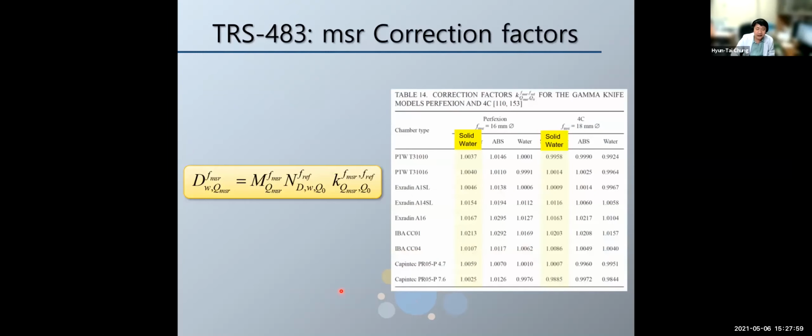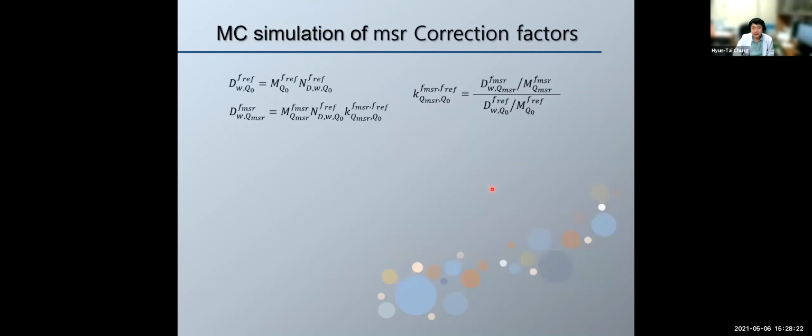Anyway, they give the MSR correction factor for this formula, and I think this is good for solid water. Those factors were obtained by Monte Carlo simulation, and for the ABS phantom, we have to see. We'll see later. So we can calculate this MSR correction factor by Monte Carlo simulation. This is the SSDL formula. This is our MSR field formula.